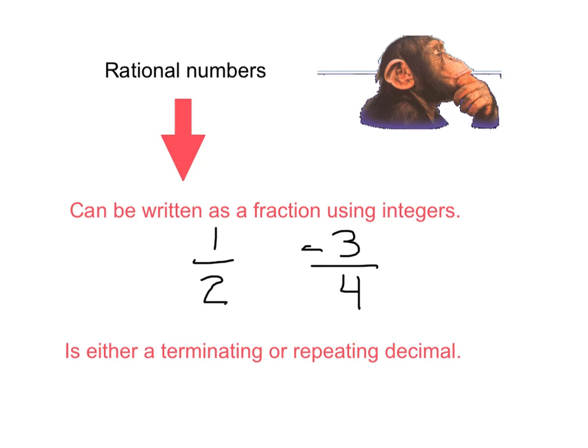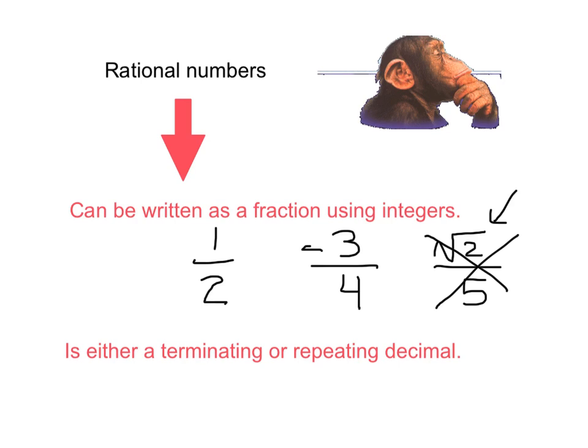How about this? Square root of 2 over 5. Now, square root of 2 is not an integer, right? Because that's underneath the square root symbol. And so this is not considered a rational number. That wouldn't fit our definition.